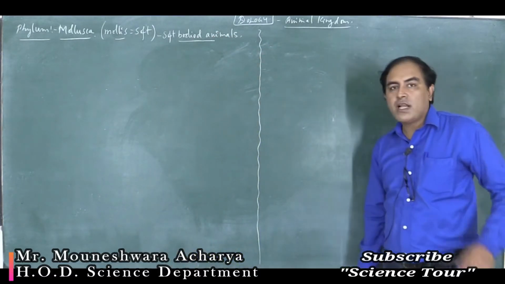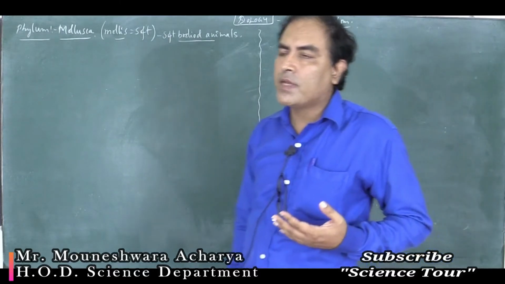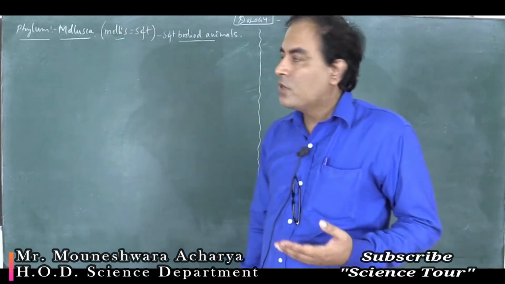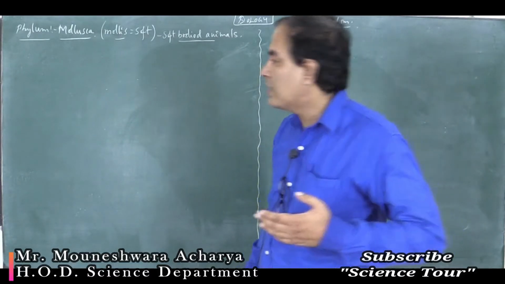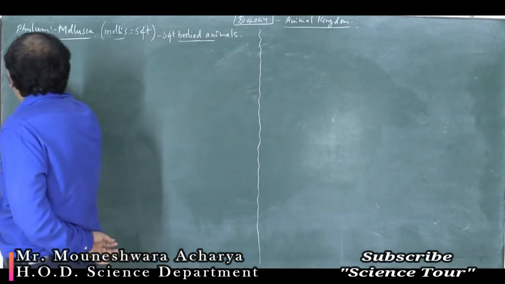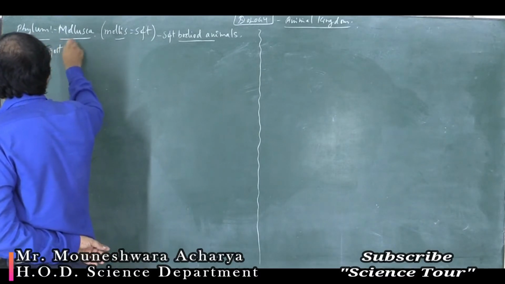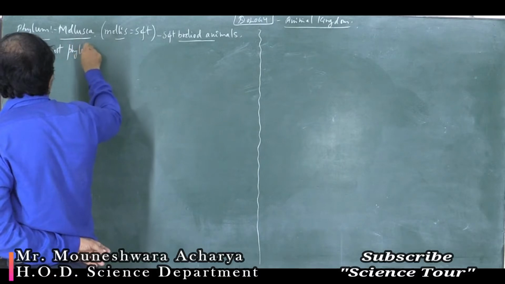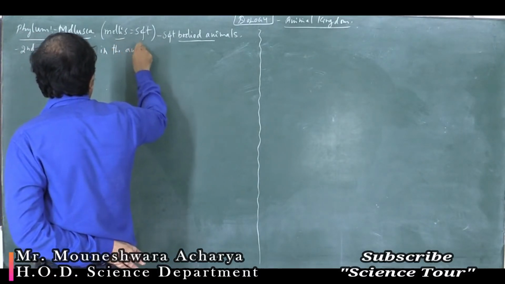In the previous class we have studied about the phylum Arthropoda, the largest phylum in the animal kingdom. So phylum Mollusca is the second largest phylum in the animal kingdom.